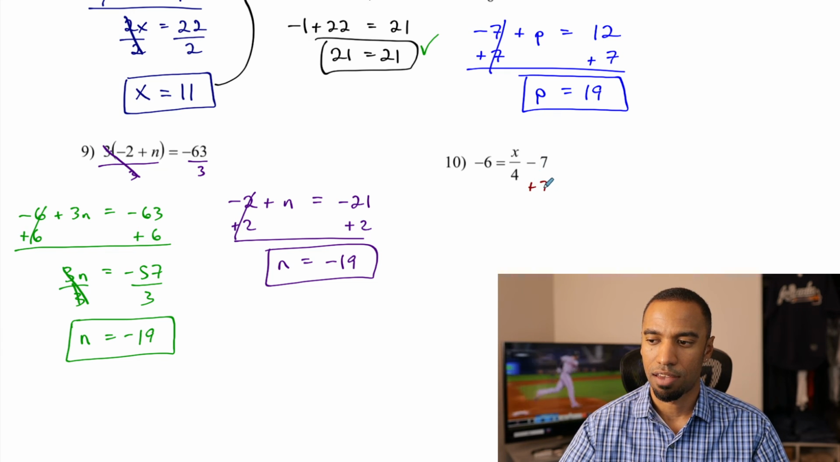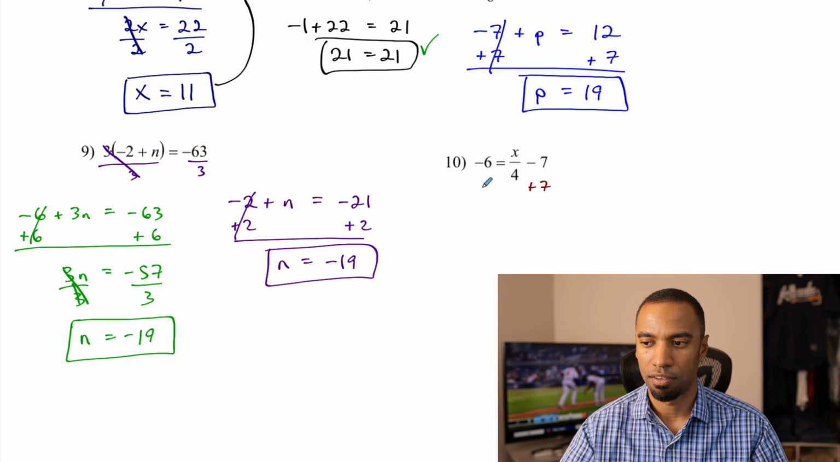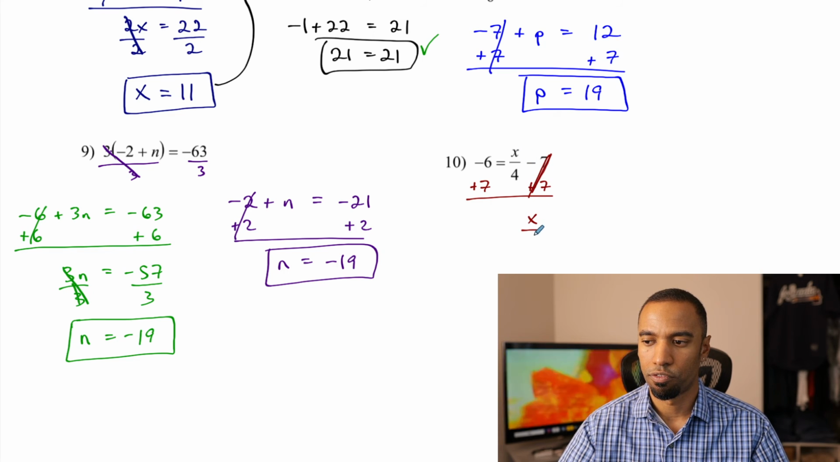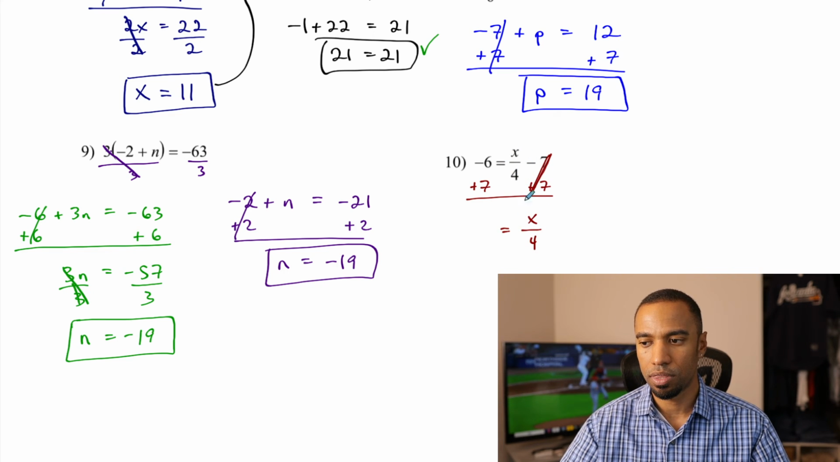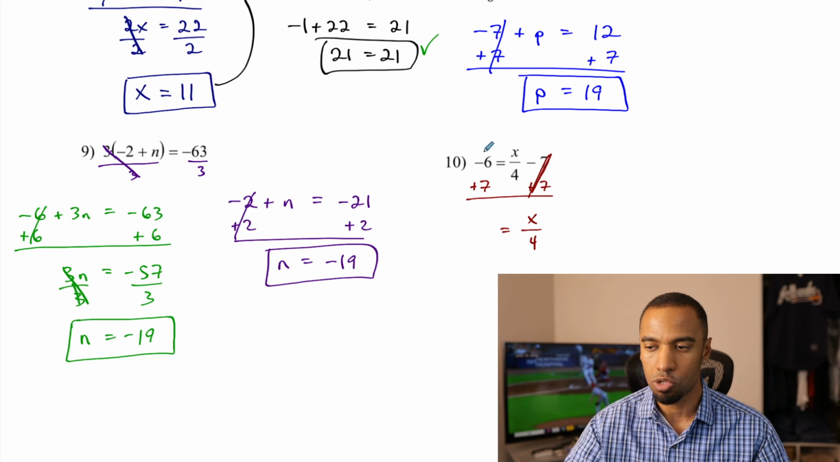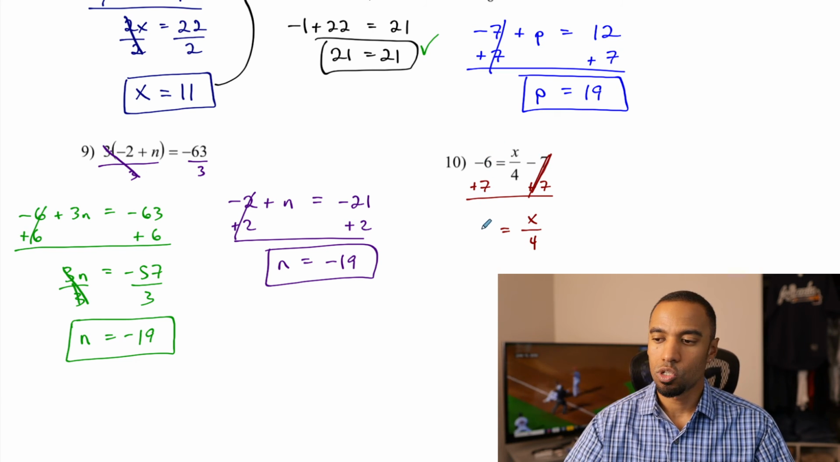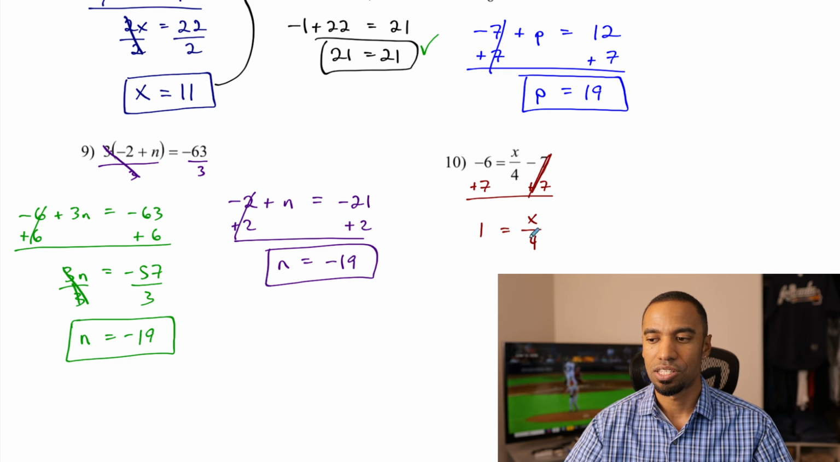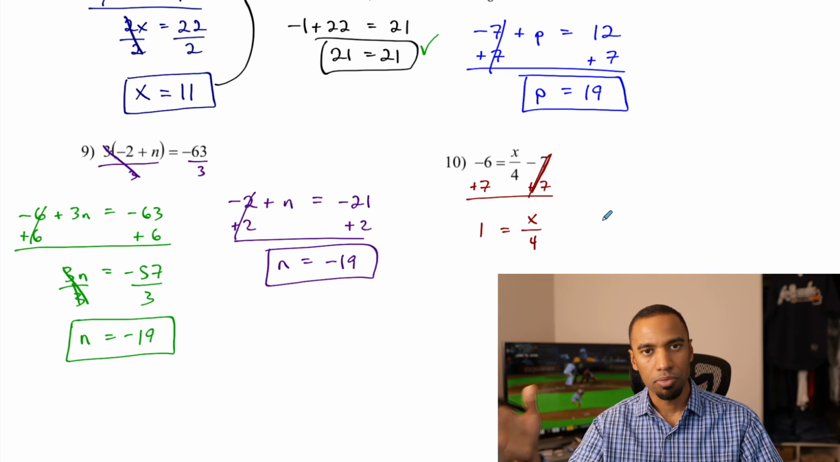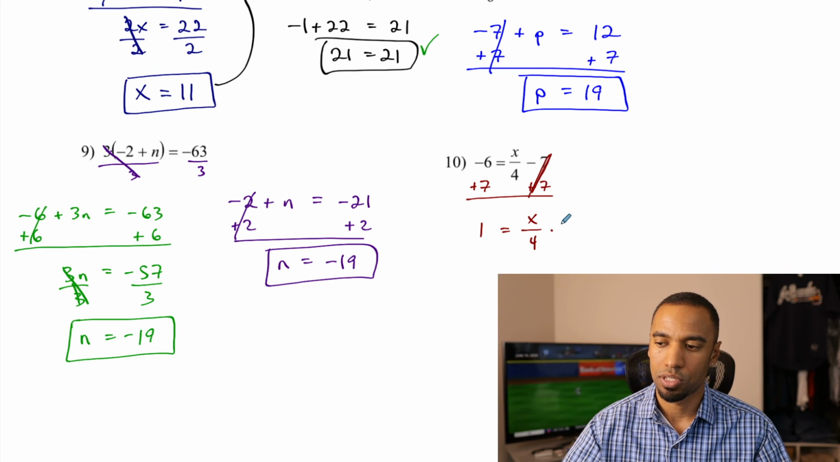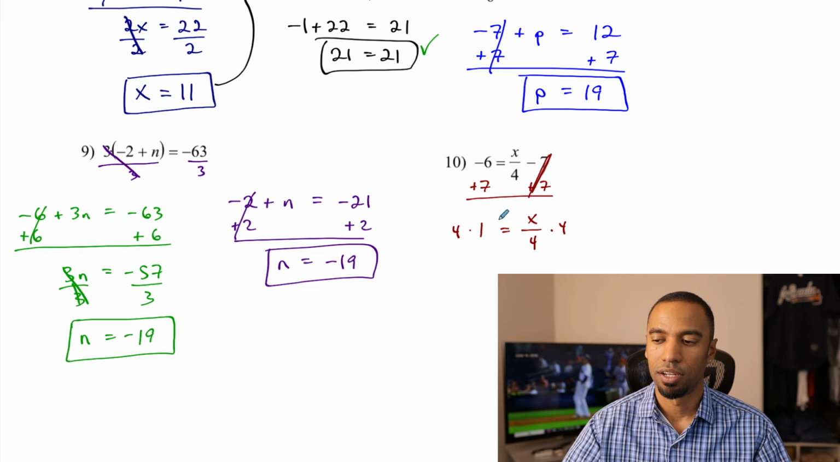Let's add 7 to both sides because it's negative, and therefore I have to do it to both sides here. Negative 7 plus 7 is 0, so I'm just left with x over 4 here. Now, don't get too turned away with the fact that you do have a fraction. That just means we're going to be doing the inverse, which is multiplication. Negative 6 plus 7 is 1, so 1 equals x divided by 4. Something divided by 4 is 1. What is that number? Let's multiply both sides by 4 to figure it out.